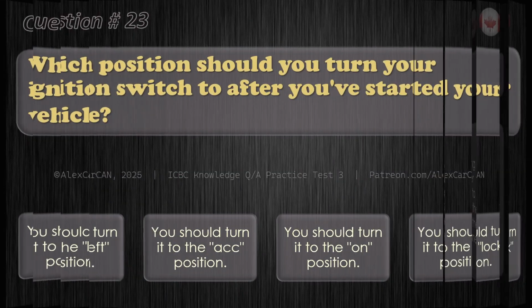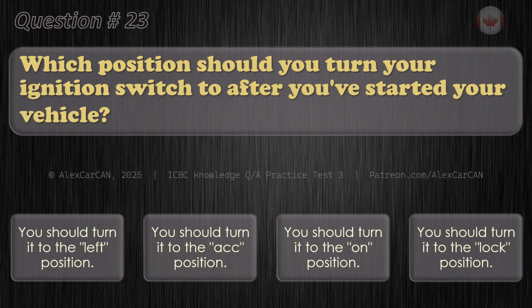Question number 23. Which position should you turn your ignition switch to after you've started your vehicle? You should turn it to the left position. You should turn it to the ACC position. You should turn it to the on position. You should turn it to the lock position. The correct answer is you should turn it to the on position.